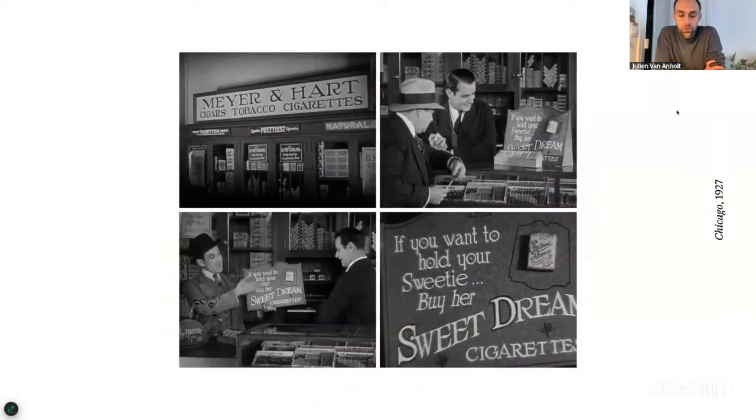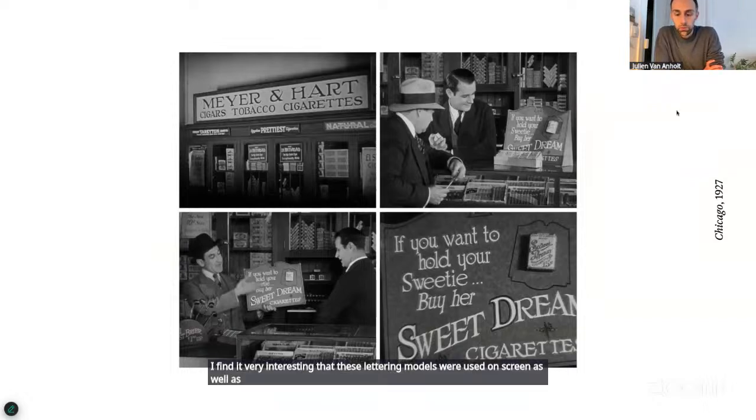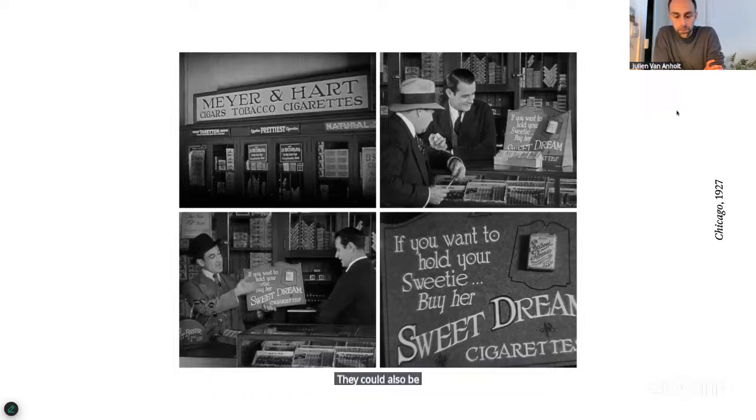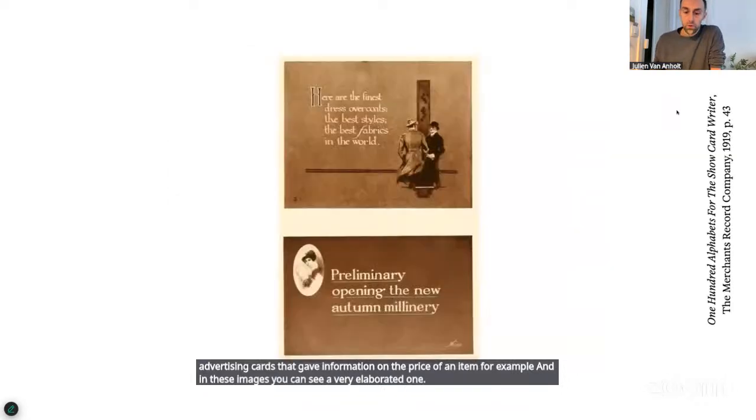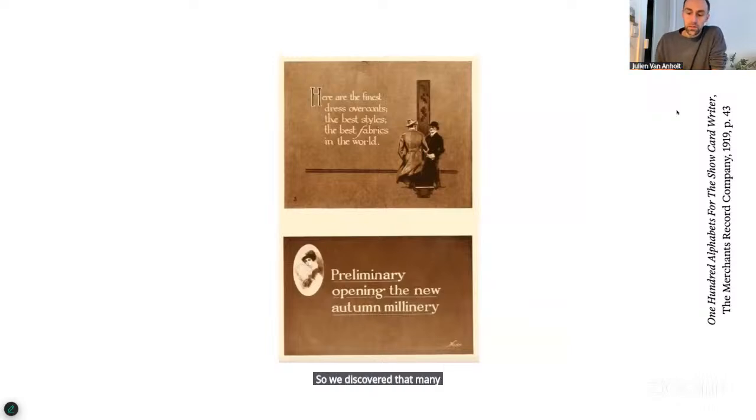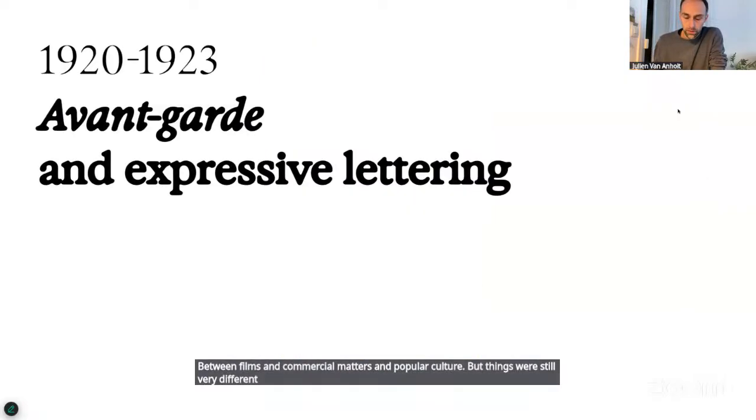I find it very interesting that these lettering models were used on screen as well as in store windows. They could also be found on show cards. Show cards are these small hand-painted advertising cards that gave information on the price of an item, for example. And in these images, you can see a very elaborate one. So we discovered that many exchanges existed between cinema and the real world, between films and commercial matters and popular culture. But things were still very different in Europe at the time.